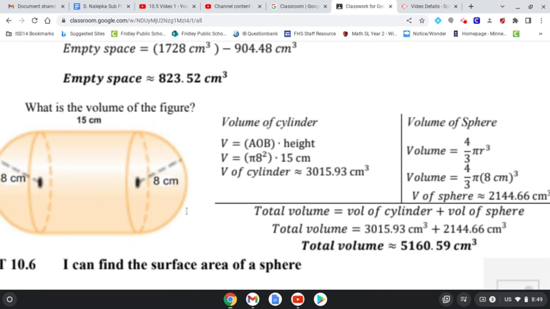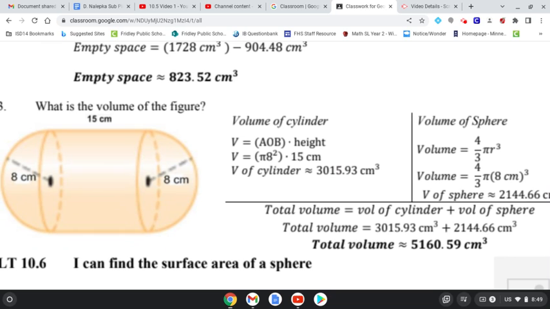So we want to find the volume of this figure. And this is kind of like a pill type of a shape. And so as we look at this, I'm noticing we want to break this up into smaller shapes. And so in the middle, I see a cylinder because we have a circle here and a circle here, and then it has a height in between. And the height in between is 15 centimeters.